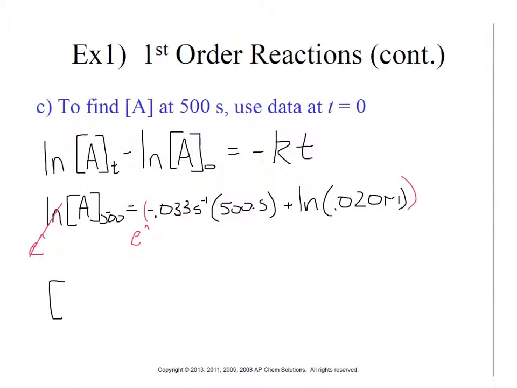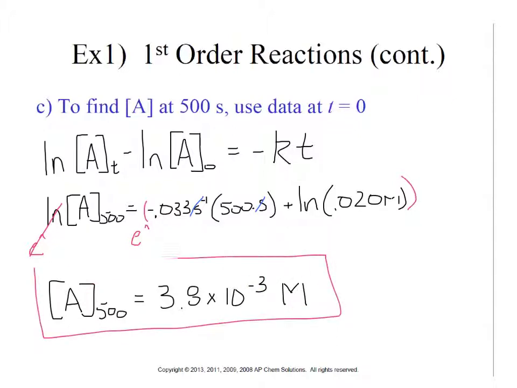And what that ends up getting us, go ahead, please type this into your calculator just so you get some practice using that e button. Make sure you get the same value that I did. And what you should get is 3.8 times 10 to the negative third. And let's take a look at units. So seconds inverse is going to cancel out seconds. We'll be left with M, which is molarity, and that makes sense because concentration is molarity. So that means after 500 seconds has gone by, we will be left with a concentration of 3.8 times 10 to the negative third molar A.